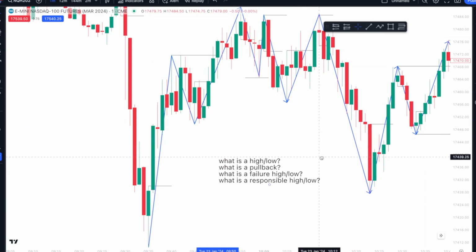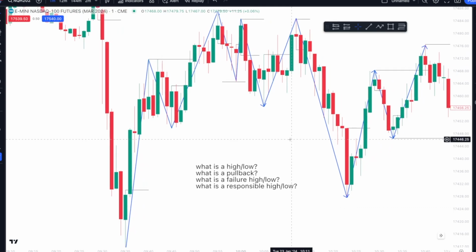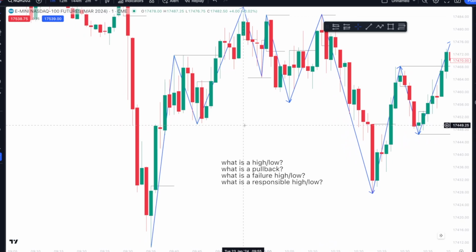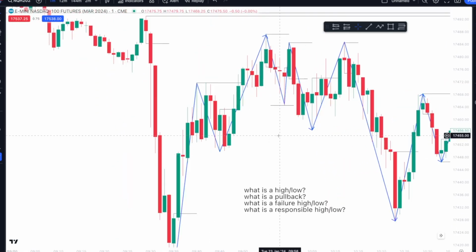I know I was talking mostly about failure highs and lows there. I did touch on the responsible low and high a little bit. I want to touch on it just a tad bit more, the responsible high and low. So let's go over that one more time with the same diagram.